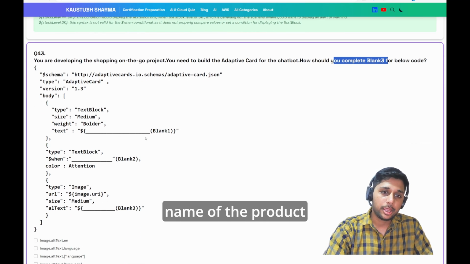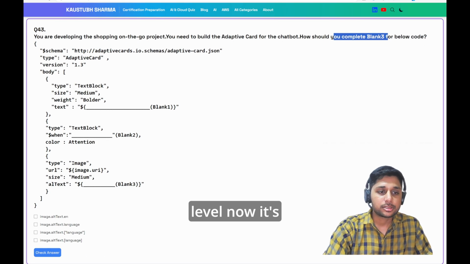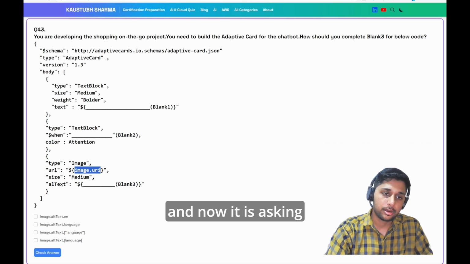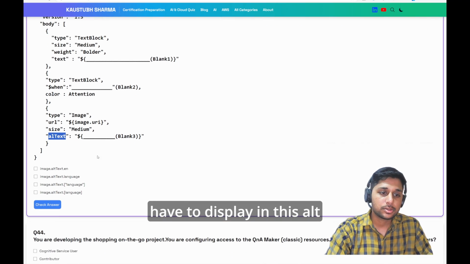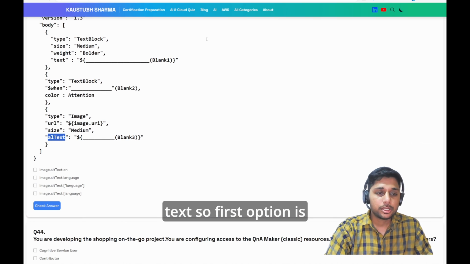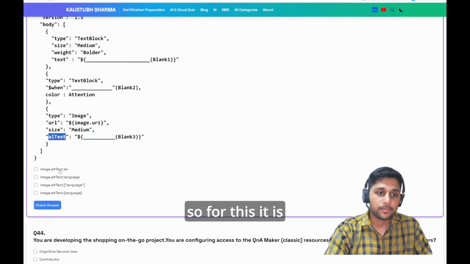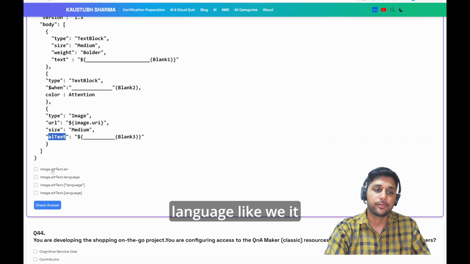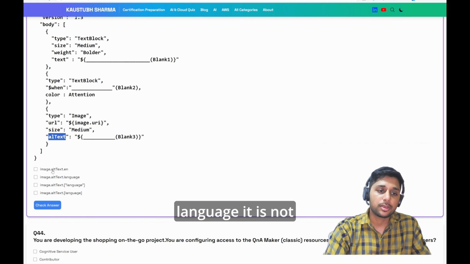So now we have displayed the name of the product, we have displayed its stock level. Now it's time for the image. We have typed the image URI, and now it is asking for the alt text. So what do we have to display in this alt text? The first option is image.alttext.en. Again, it is only for the English alternative language. It is not representing whatever preferred language the user has. It is not giving the answer. So this is definitely not going to answer my requirement.